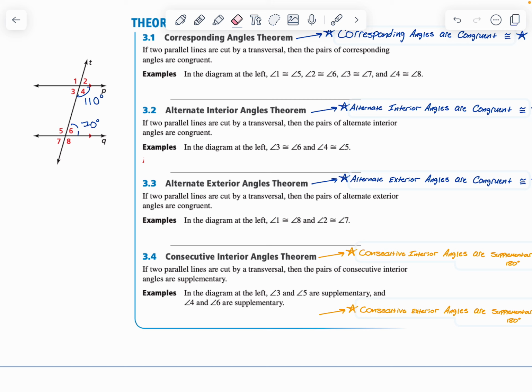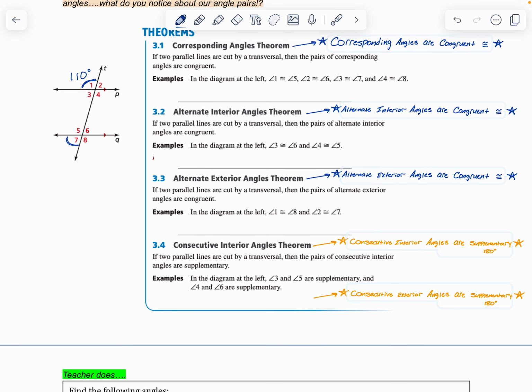If angle 1 was 110 degrees, what would angle 7 have to be? I know that they're consecutive because they're on the same side, and they're both outside of those parallel lines. Well, they've got to be supplementary. That's consecutive exterior angles, so that would make that 70 degrees. But we're going to see some more examples, especially like this.